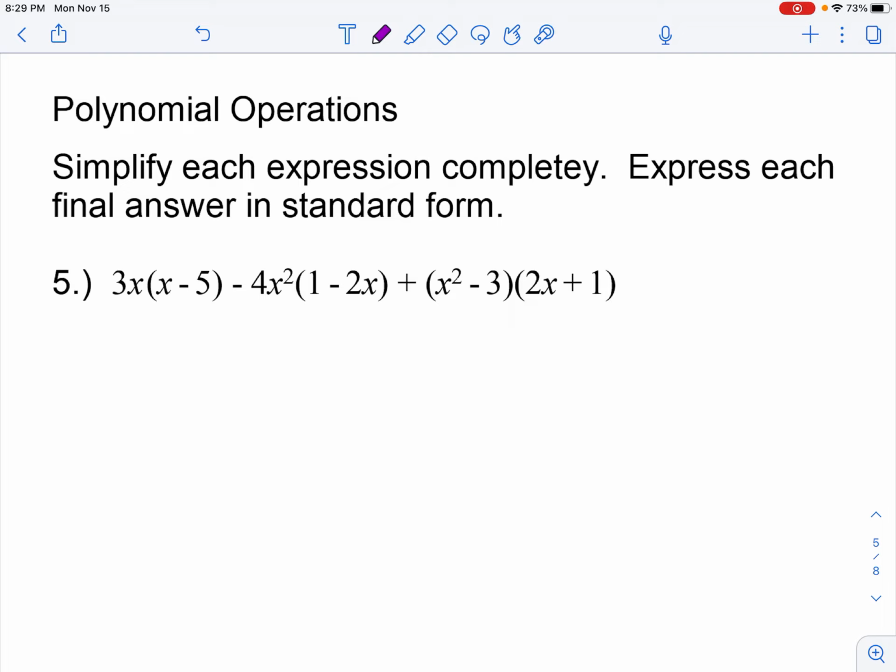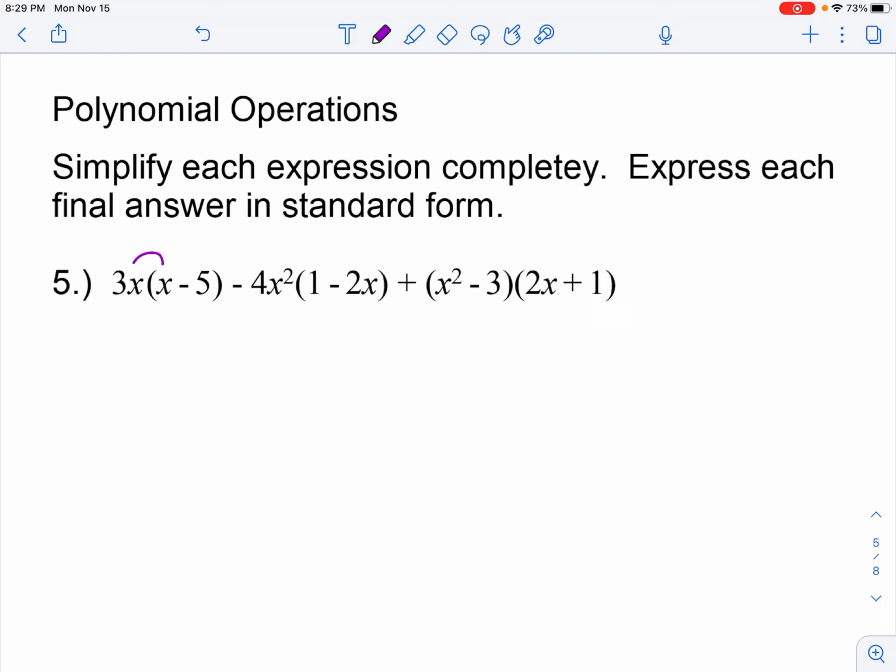We're going to incorporate properties of exponents into the distributive property, FOIL, whatever you want to call multiplying a binomial by a binomial. And then we're going to write everything in standard form. So we're going to put them in order by degree or by exponent. Okay. So step one, if you see parentheses, get rid of them.